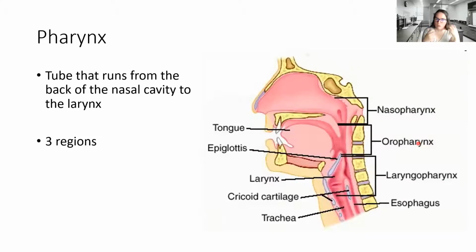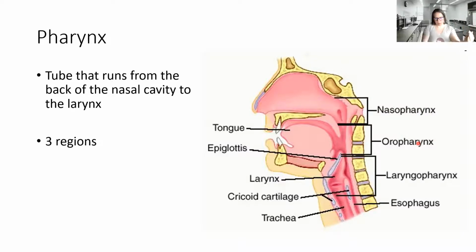We've just talked about the mouth. We've chewed our food, mixed it with saliva, and we've had the tongue push it back to our throat. Now, we've already mentioned the pharynx before when we talked about the respiratory system, divided into 3 regions: behind the nose, nasopharynx; behind the mouth, oropharynx; and then behind the larynx is the laryngopharynx.